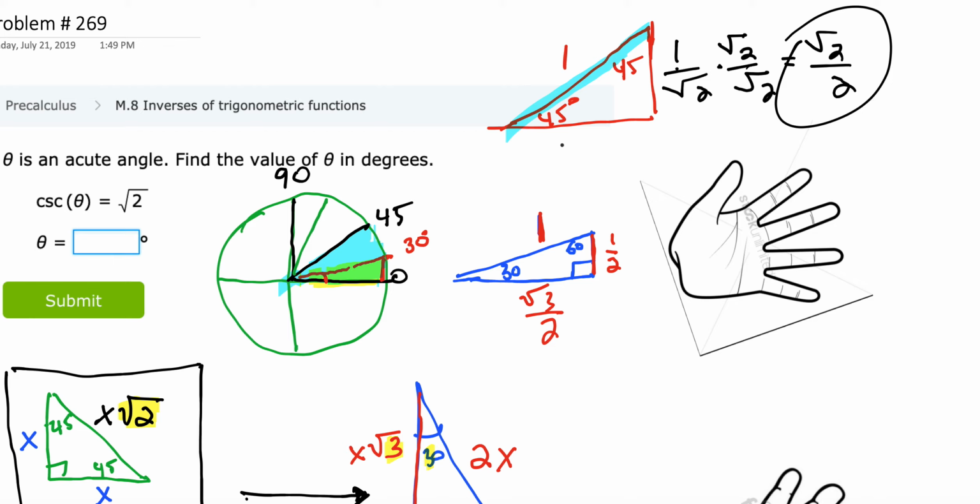Oh, root 2 over 2. Because it's isosceles, right? So these two angles are the same. So this side is the same as that side. Oh, you're right. Yeah, I remember that. Root 2 over 2. Got that? All right.